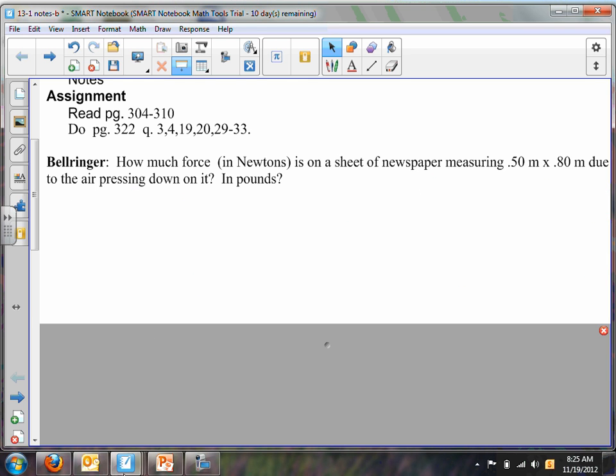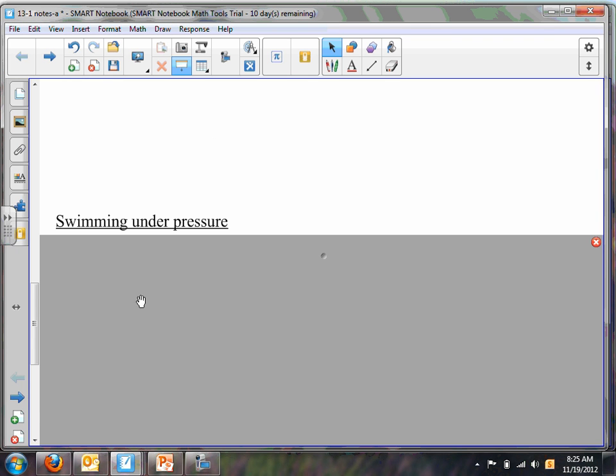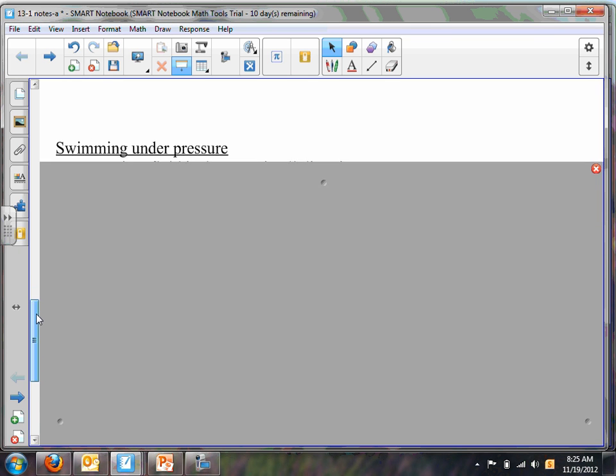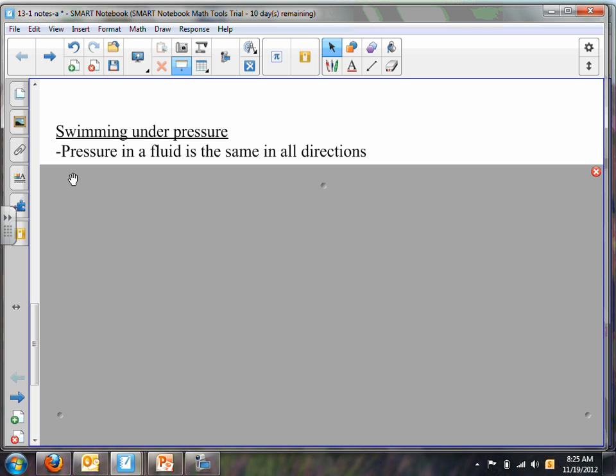Now we need to go back to yesterday's stuff so I can finish up one section here. Swimming under pressure. We know that pressure in a fluid is the same in all directions. This is kind of Pascal's principle. You apply a force or a pressure on a confined fluid, it's transmitted throughout. Pressure in a fluid is the same in all directions.